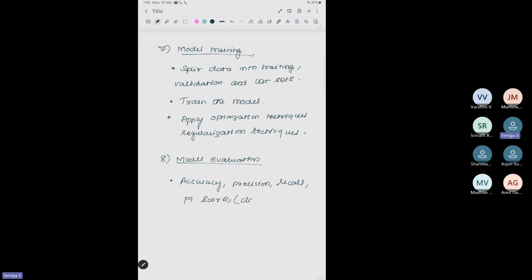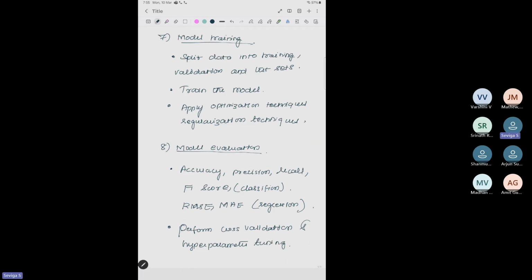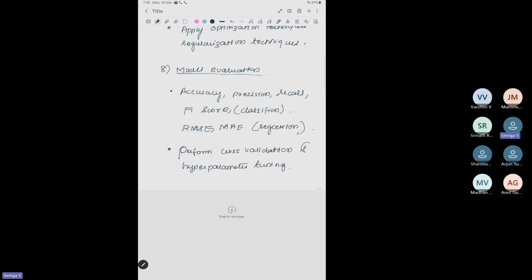This is all for classification models. If you are using any regression model for a continuous variable, then you can use root mean square error, MAE, all those things for regression models. Also, for model evaluation, you can perform cross validation, and hyperparameter tuning. So these are the basic steps involved in machine learning.